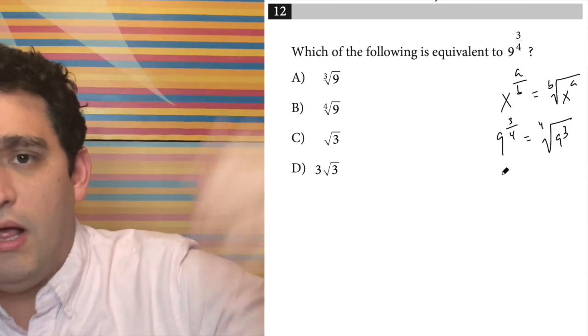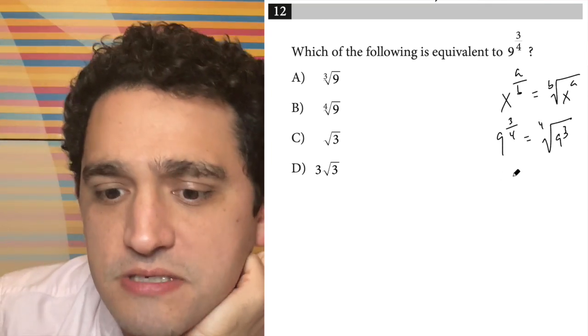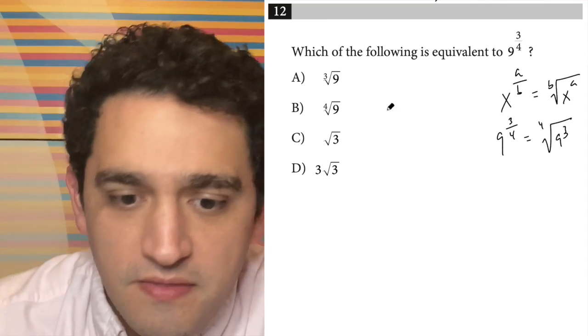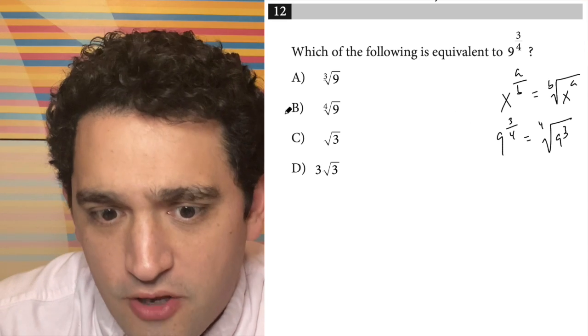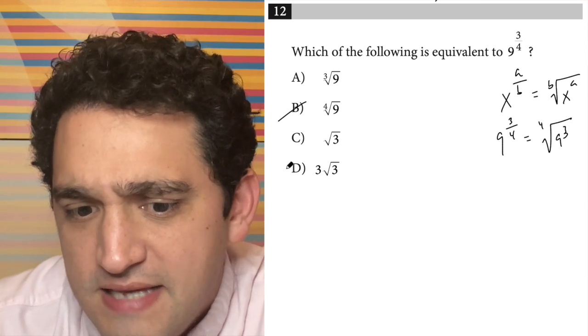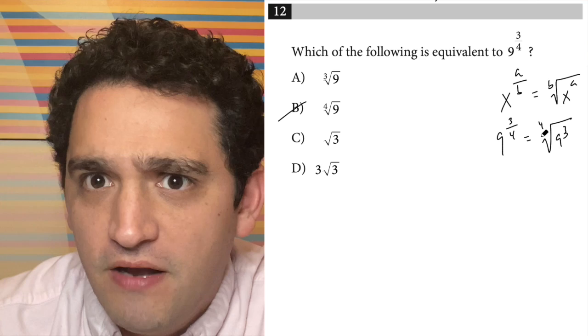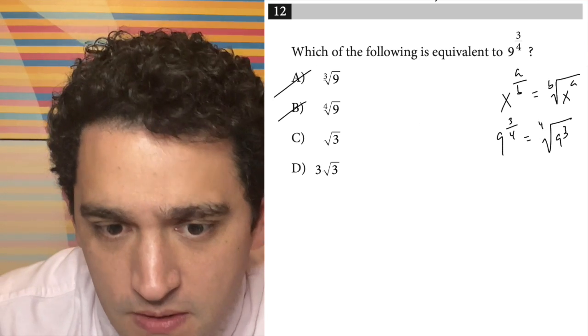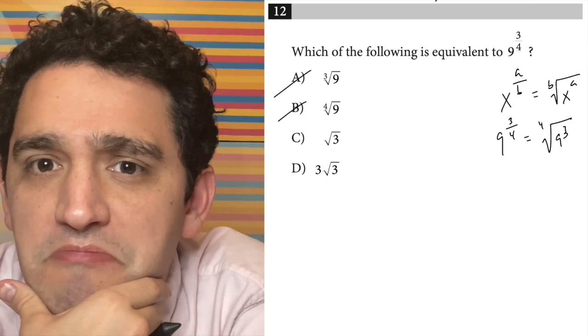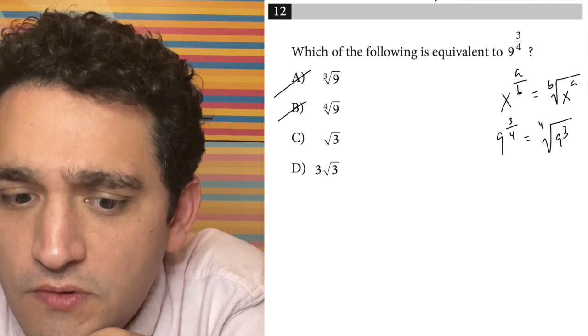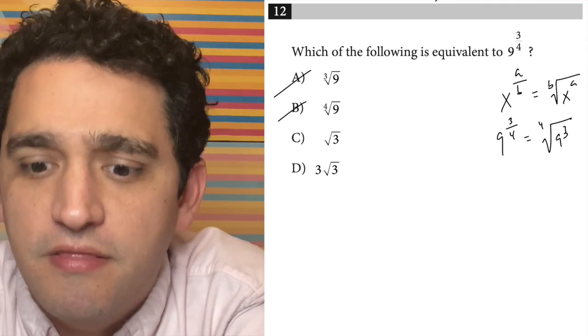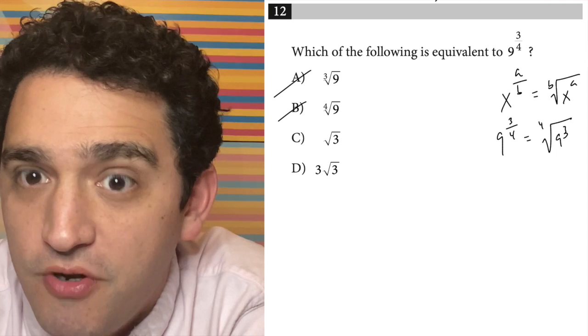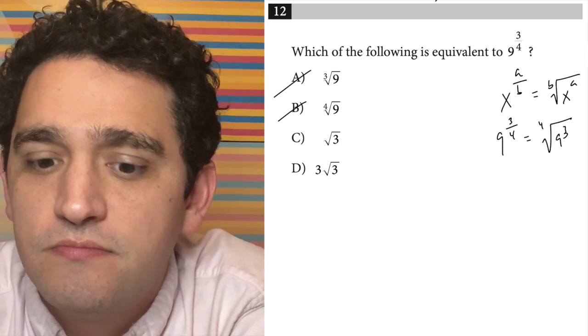Okay, well, that was simple enough, but none of our answers is that. This has the 4th root of 9, but not 9 cubed, so that's out. And this has the cube root of 9. Definitely not the 4th root of 9. That's wrong. So something is funky here. We look at our remaining answers and they contain 3. What does 3 have to do with 9 to the power of 3/4?